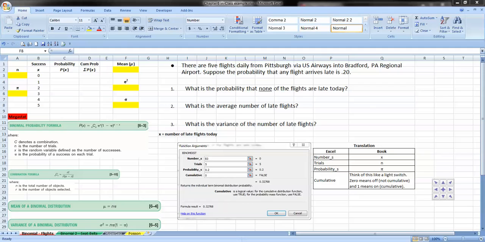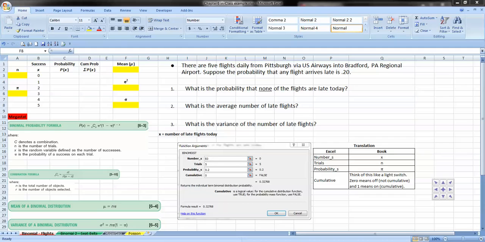Well, I've already laid out a few of the things that you need here, and I did include the formulas so that you can see what each of these items mean. Down here is an example of the function that Excel uses to do a binomial distribution, and this is a translation to the terms that Excel uses compared to our book.